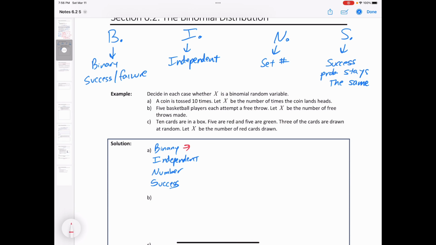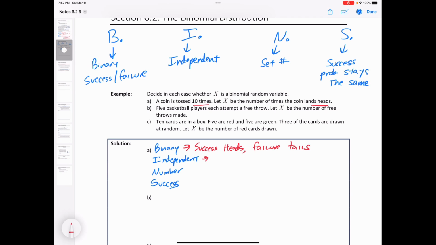And let's look at the first one. A coin is tossed 10 times. Let X be the number of times the coin lands heads. Okay, this is binary. It's binary because it has success and failure. In this problem, success is heads and failure would be tails. Success doesn't always have to be good or bad. It's however the problem's set up.